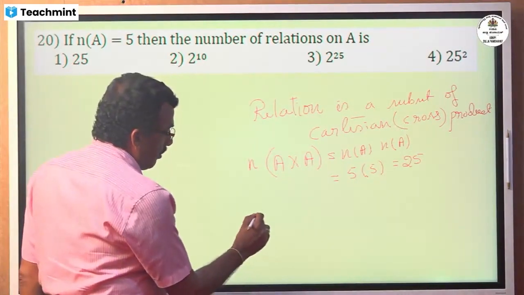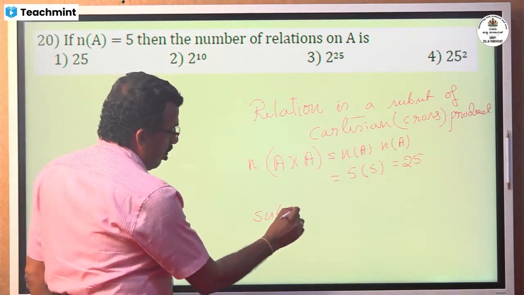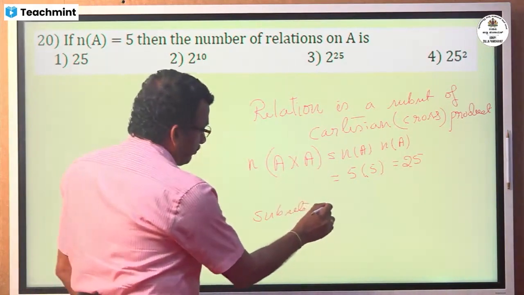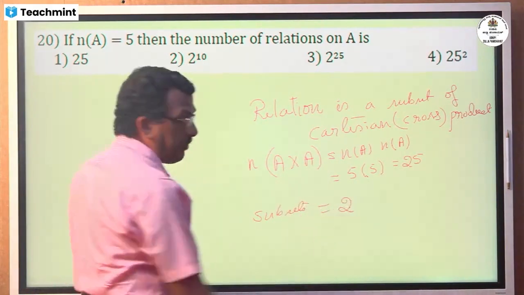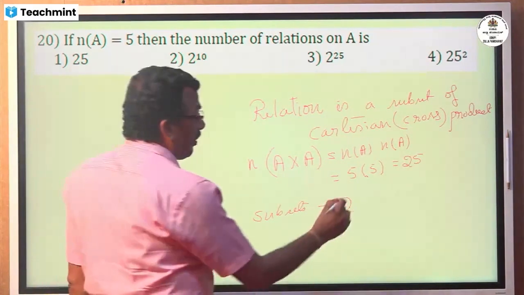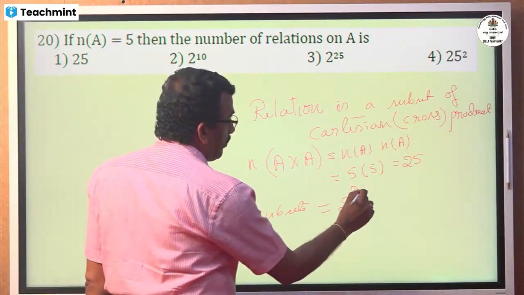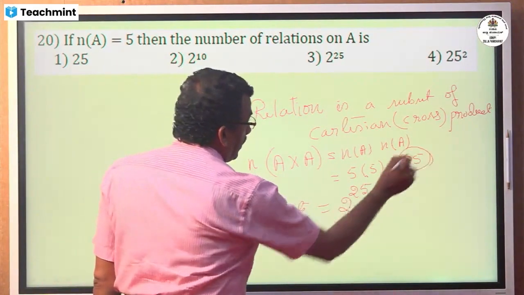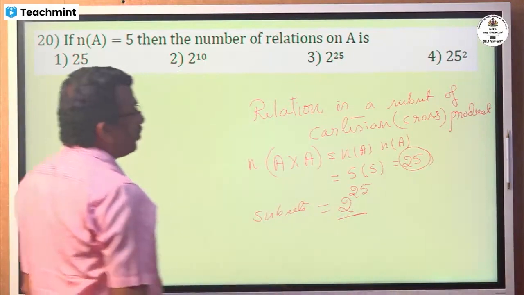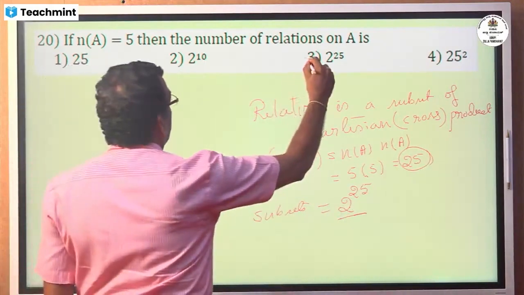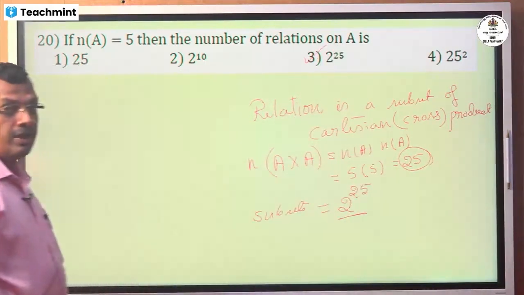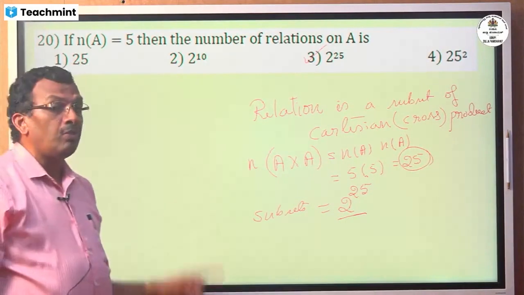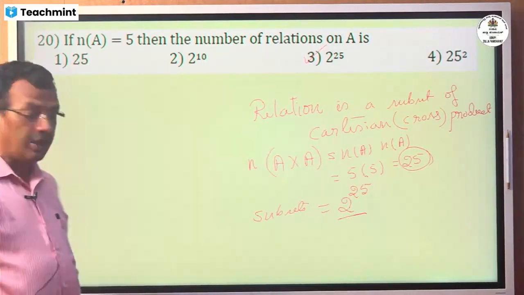Therefore, the number of subsets is equal to, as we have already discussed, 2 to the power n. n is nothing but 25 here. Your answer is 2 to the power of 25. Only one option, that's the third one. So what you know about subsets, you have to continue here also.